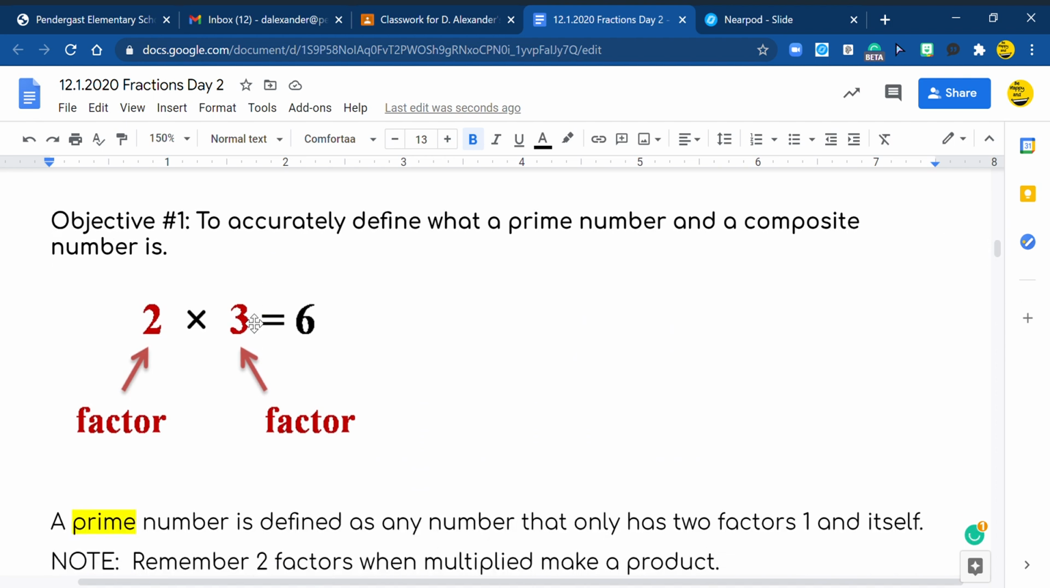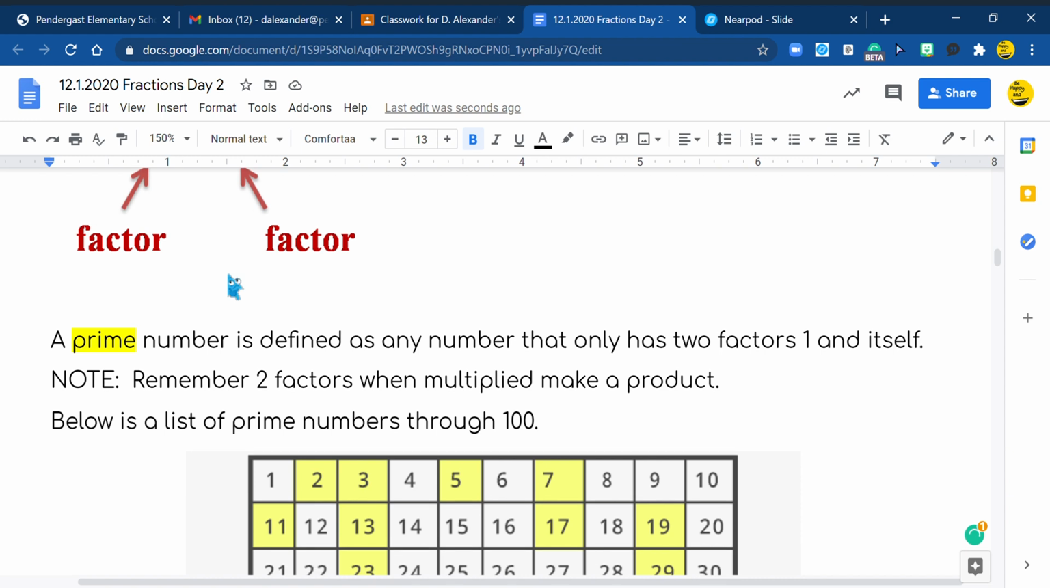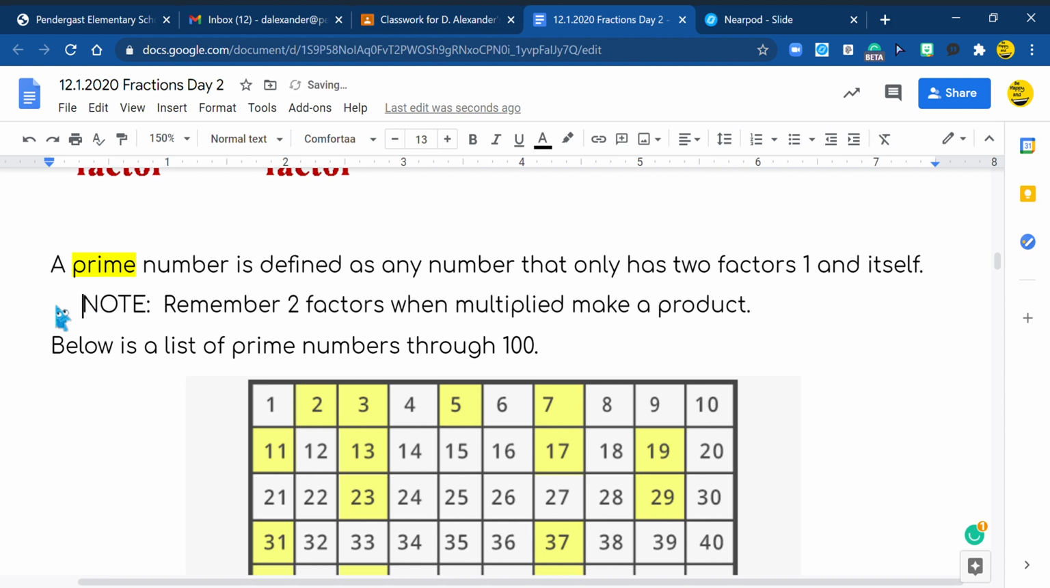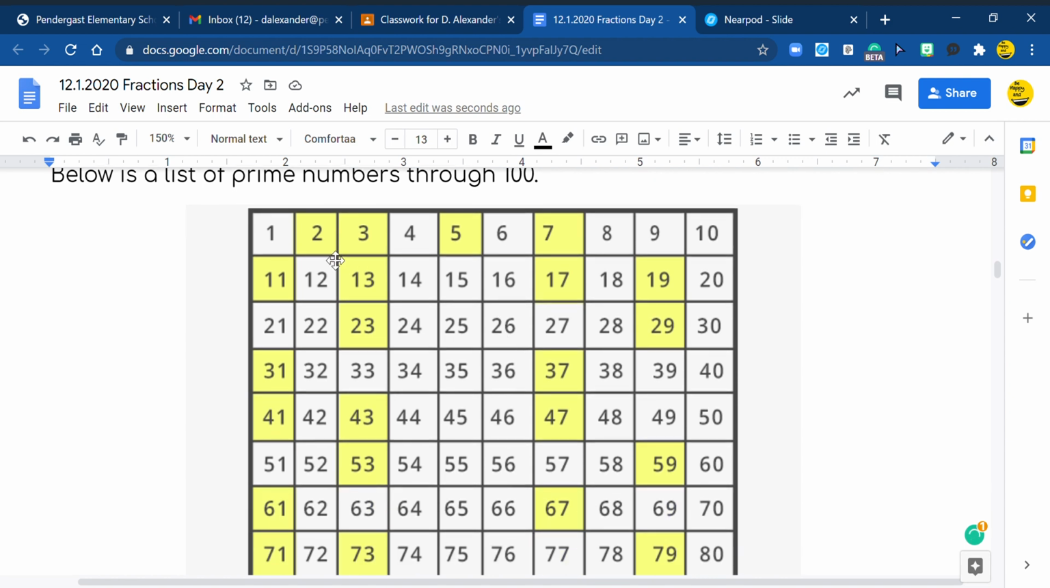So to accurately define what a prime number and composite number is: a prime number is defined as any number that only has 2 factors. It's 1 and itself. Note, remember 2 factors when multiplied make a product. So below is a list of prime numbers through 100. Everything that is highlighted in yellow are prime numbers. That means no other number can go into it except for itself and 1.